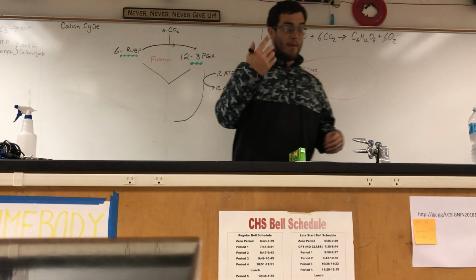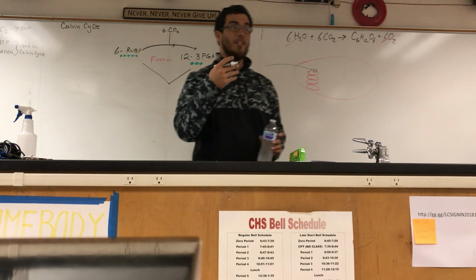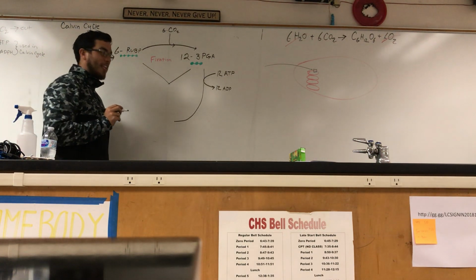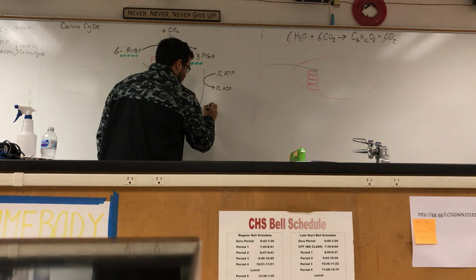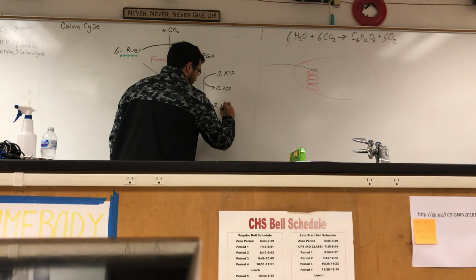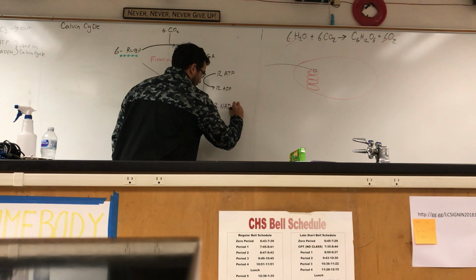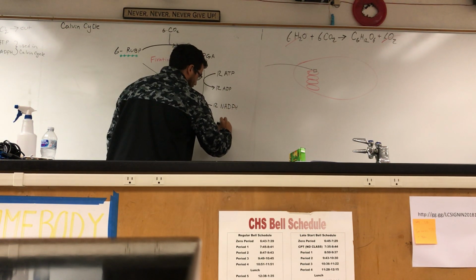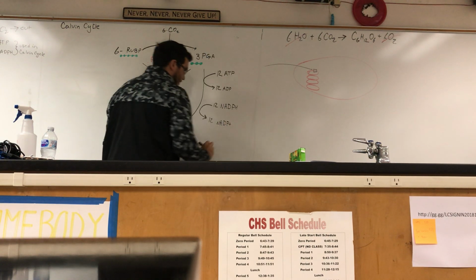Because remember, this right here, am I trying to build stuff or break stuff down? I'm trying to build stuff. I'm trying to make glucose. And if I want to build something, it's going to require energy. So energy must come in. But the other thing that came in is right here, 12 NADPH come in, and 12 NADP plus come off.